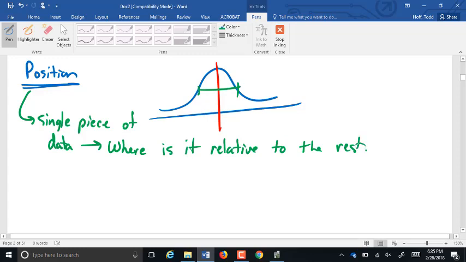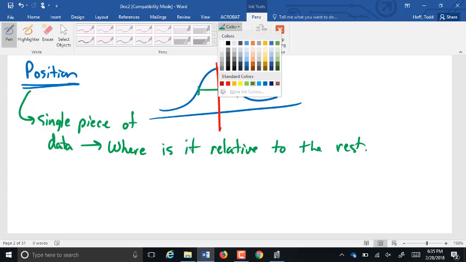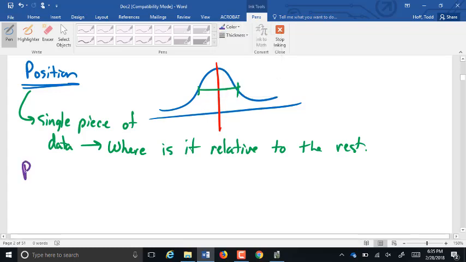Now, a Z-score is a form of position. The Z-score tells us, in the last example, 2.5 standard deviations below the mean. That is a form of measuring position. But the Z-score is generally used to compare between populations. A more common measure of position is something called a percentile.